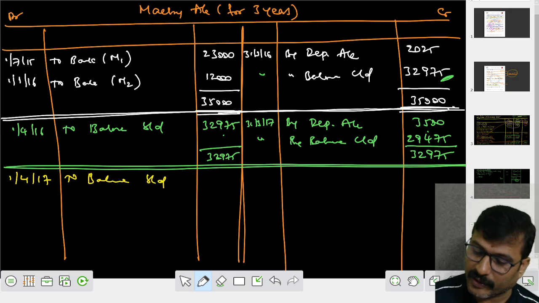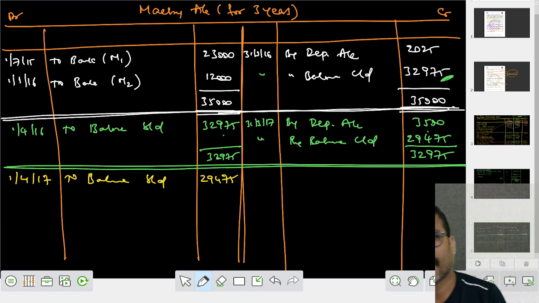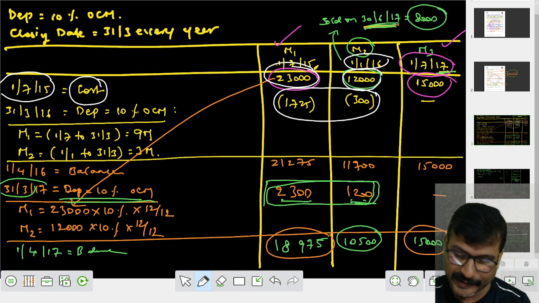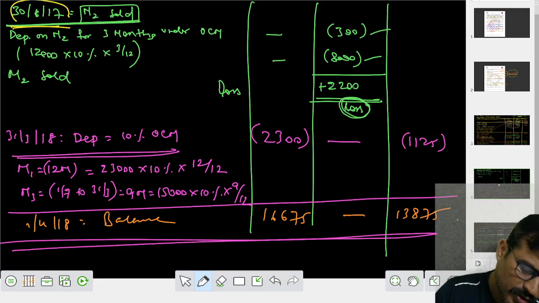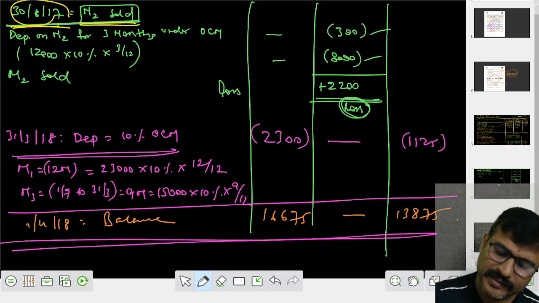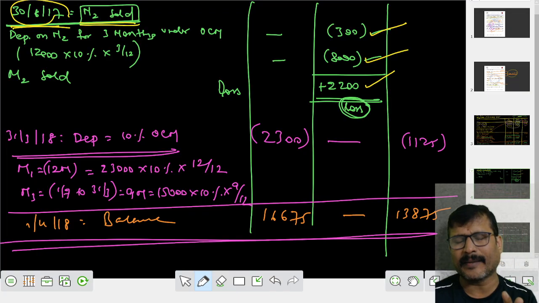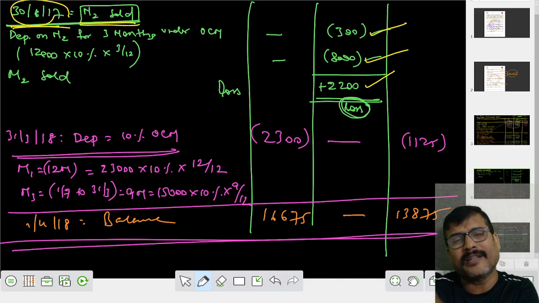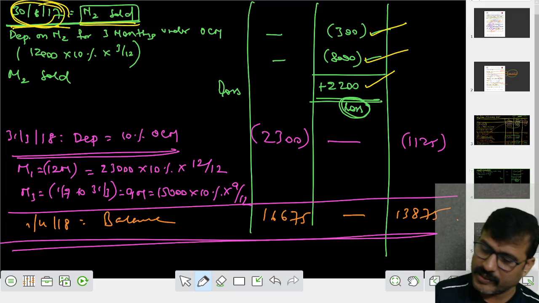To balance brought down. How much is it? 29,475. See, so many things happened in the third year, right? What happened in the third year? In the third year, on 30th June 17, M2 is sold. When you sold, you got three things. One is depreciation, another is the sold value, and one more is the loss value. On which side do all the three come? All the three come on the credit side of your machinery account. On what date? 30th June 17.